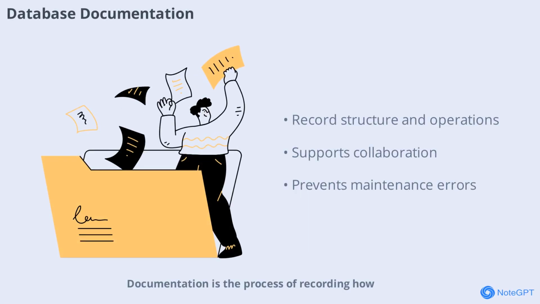Documentation is the process of recording how your database is structured and how it operates. This includes diagrams, data dictionaries, and usage guidelines. Good documentation makes it easier for new team members to understand the system and helps prevent errors during maintenance or upgrades. It's a best practice that supports collaboration and long-term database health. In the next scene, we'll discuss monitoring and auditing your database for security and compliance.